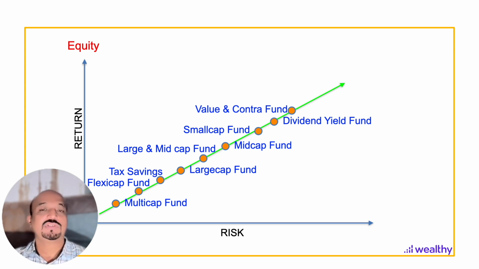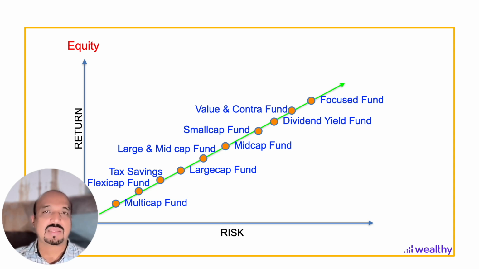Then you have focused funds, which will be concentrated portfolios, generally about 25 to 30 stock portfolios, where the fund manager will allocate this to. Because these are concentrated portfolios, this comes with a little bit of a higher risk.